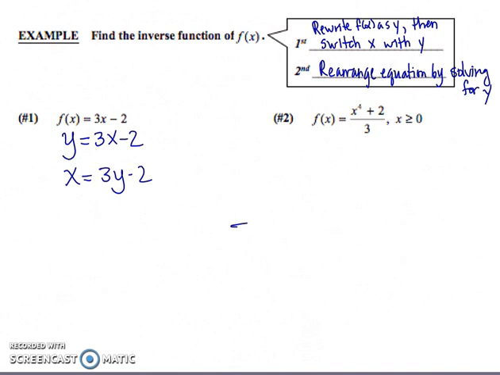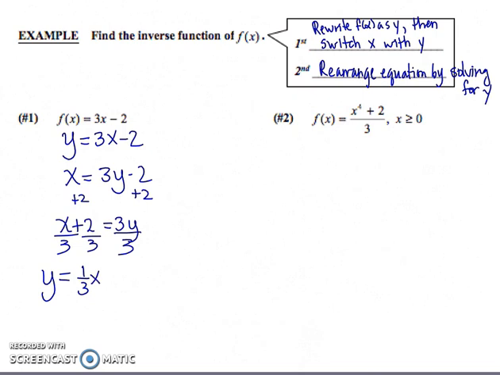So we're going to add 2 to both sides. So we have x plus 2 equals 3y. And then we're going to divide everything by 3. So divide by 3, divide by 3, divide by 3. So this gives us a function of y equals 1/3 x plus 2/3 if we write that in slope-intercept form. Our original function, f of x equals 3x minus 2, that would be a straight diagonal line in the coordinate plane. That's one-to-one.